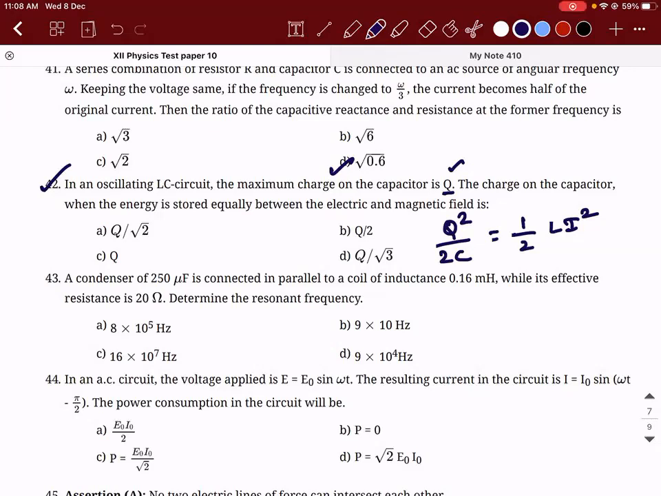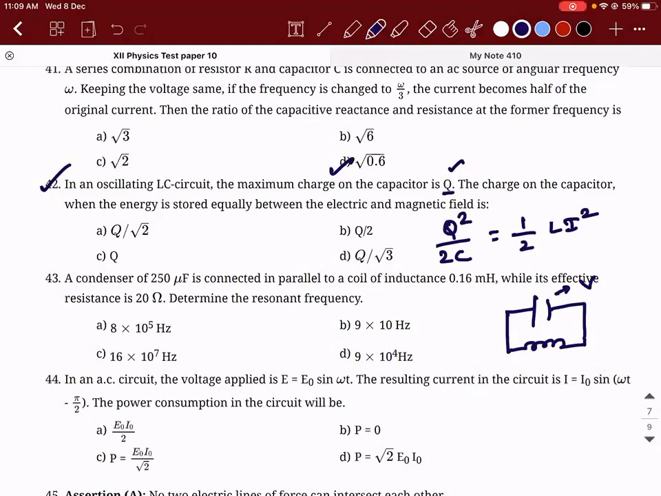Sorry, instead of Q square by 2C, why can't we use half Q into V? You can't use that here because, see, in an LC oscillation circuit, you will have C and L which are connected across each other, like this, right? This is the only scenario where you will not have a battery. Correct? So this would have been charged to a full value.